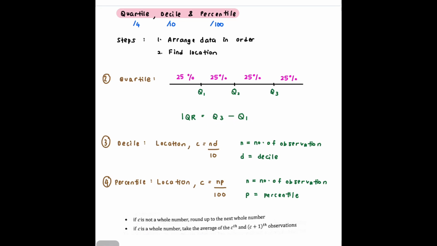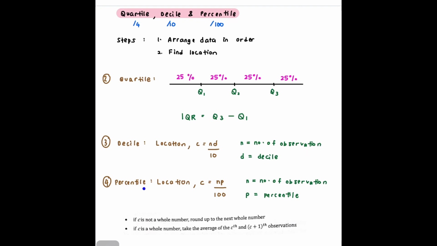Okay. For decile, the location formula is, C is the symbol of the location. Your formula will be ND over 10. N is referring to what? Number of observation. D is referring to in which decile that the question wants. For example, let's say the question asks you to find decile 1 or D1. So your D here will be equal to 1. Or find D4, so D here is 4. N is total number of raw data or total number of observations in a certain question.